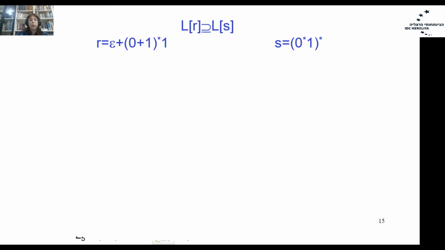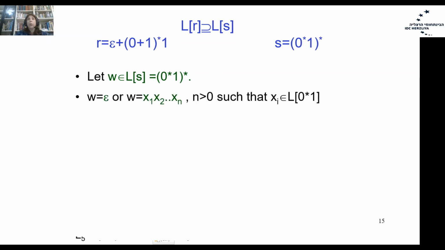So let's start the formal proof. The first direction we will prove: we will take the word W that belongs to L(S) and we will prove that it also belongs to L(R). We start with the word W that belongs to (0 star 1) star. We have two possibilities for the word W. We can have an empty word if we use the star operation 0 times, or we can have a word that is a concatenation x1, x2, ..., xn, where each xi belongs to 0 star 1, and we used the star operation n times, where n is greater than 0.